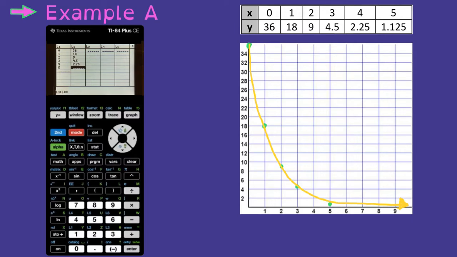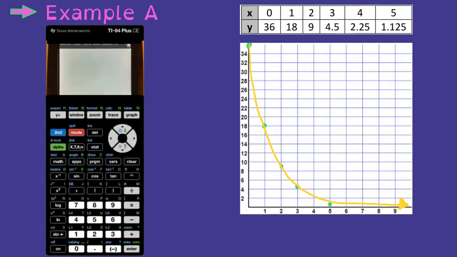After the table data has been completely entered, make sure you go into Window so that you can adjust to see all your data. Here you can see I did my Y max at 40 and my Y scale at 4. Go ahead and hit the graph button so you can see your scatter plot you created with the data from the table.